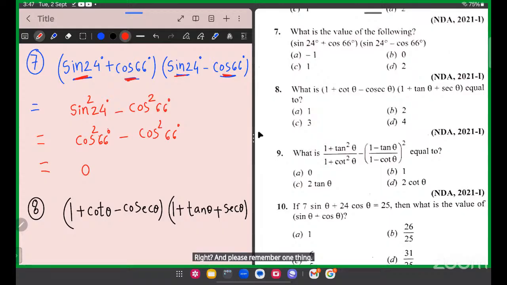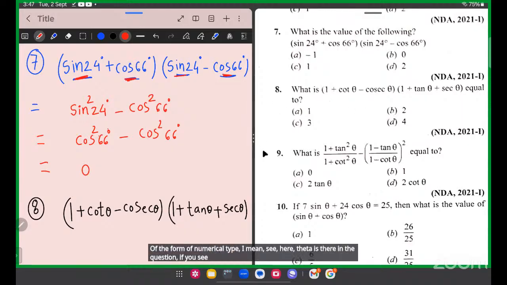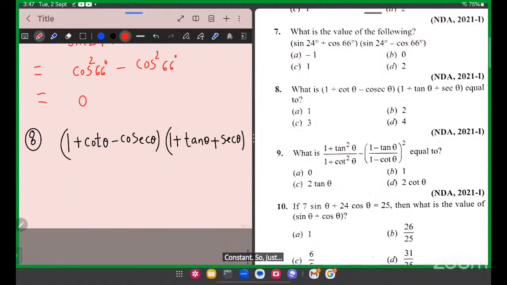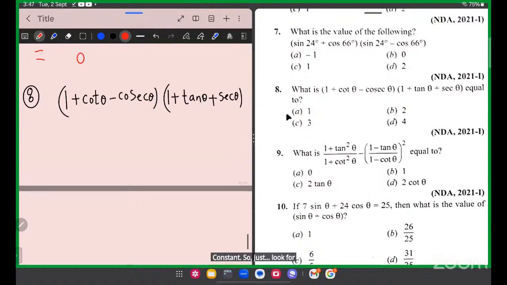If you have got variables in the question, and we have got options of numerical type. I mean, see here theta is there in the question, if you see in question number 8, but options are of numerical type. I mean, all the options are constant. So just look for substitution. It is going to save your time, right?